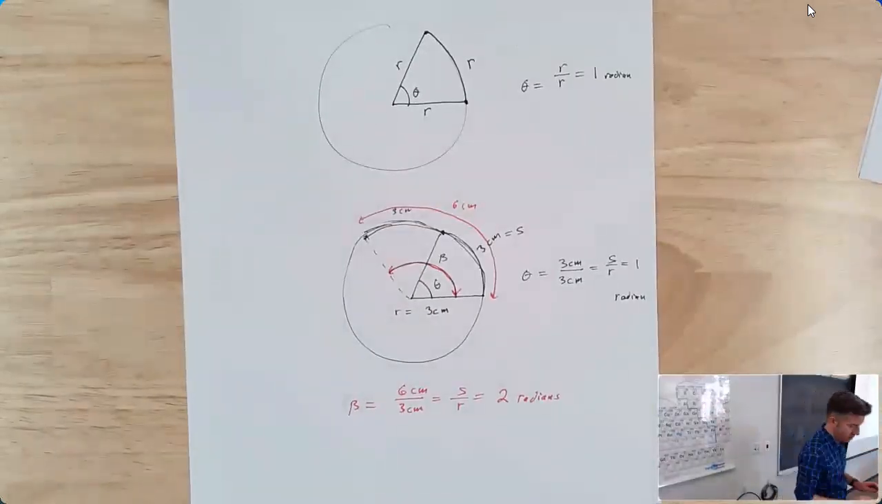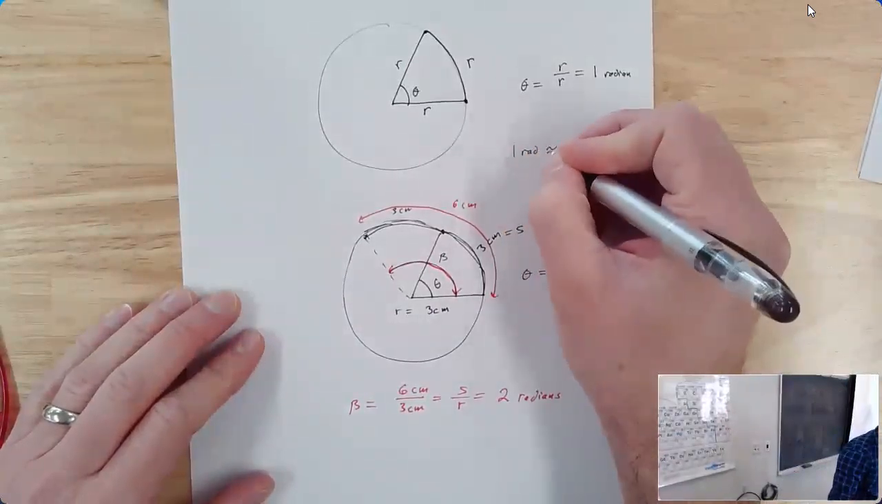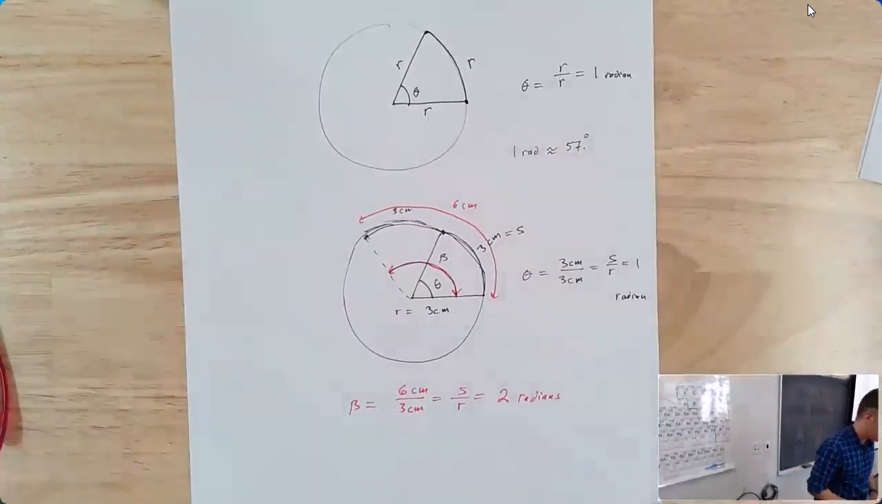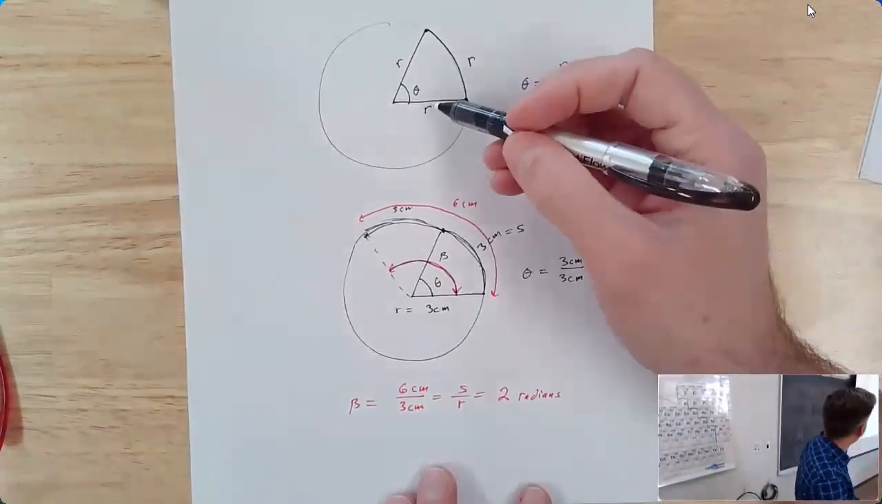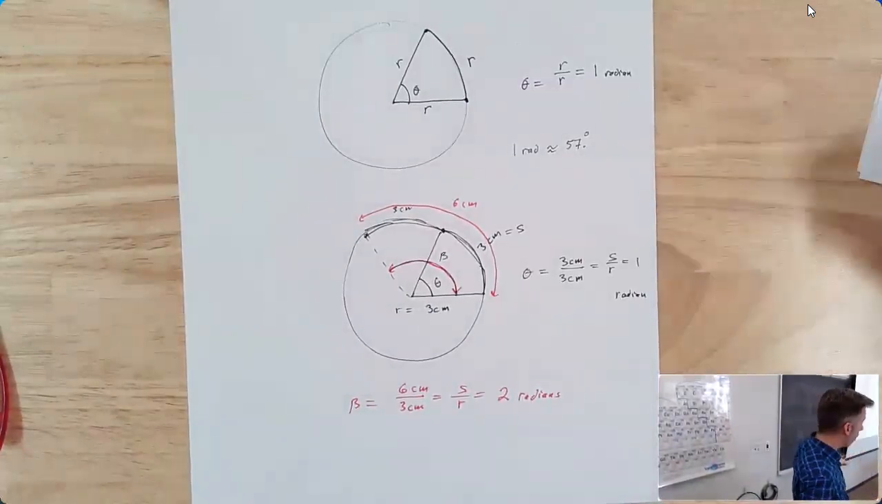I'll point out one more time that 1 radian is close to 57 degrees. I don't remember the decimal. That angle there looks like it's about 57 degrees, right? We have a much more intuitive sense of how degrees look.